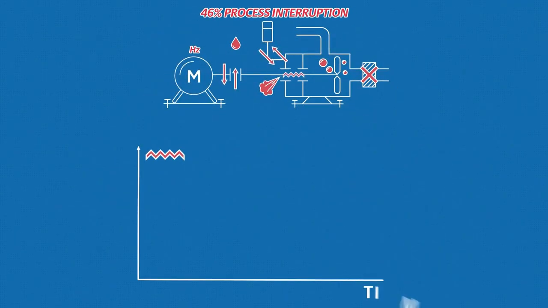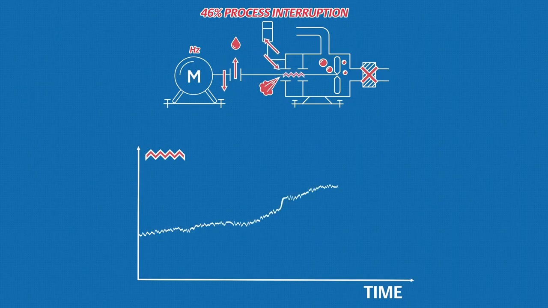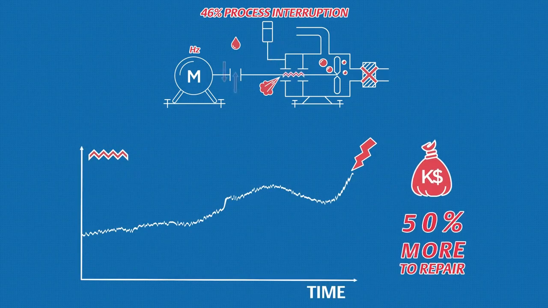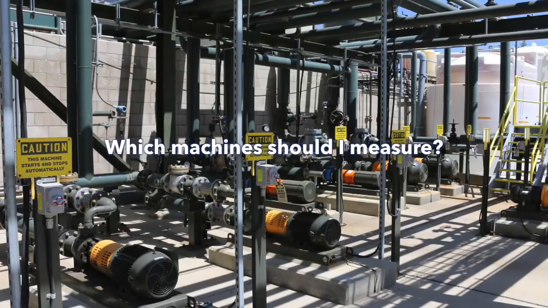If these events are not detected in time, they will increase and lead to the destruction of the equipment and the shutdown of your production. It is commonly accepted that repairing faulty equipment is 50% more expensive than preventing a failure.